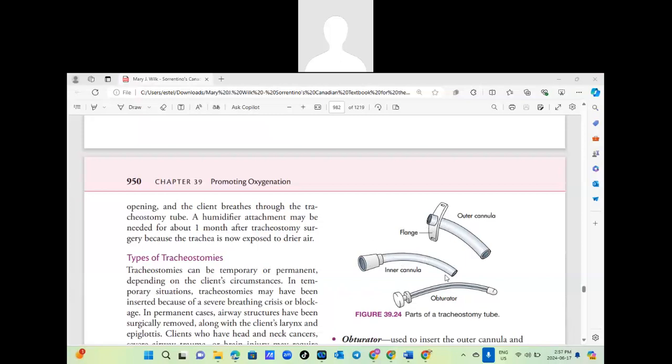If you can remember the few slides, suctioning is part of your scope of practice, right? So again, you're going to be trained. Don't worry, you're going to be trained by the agency.